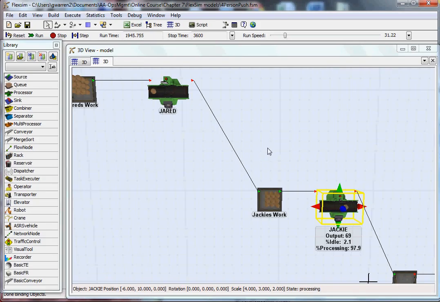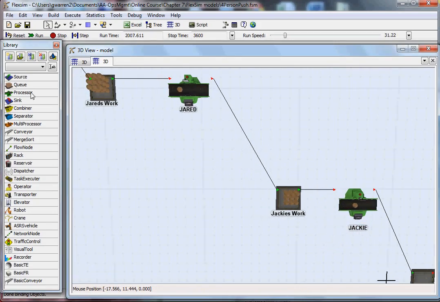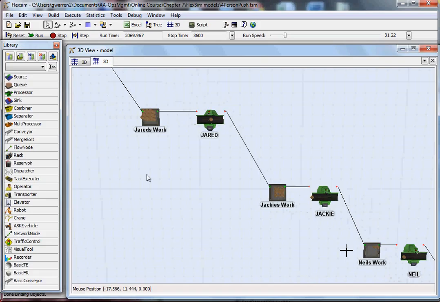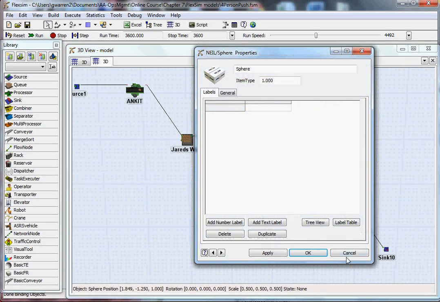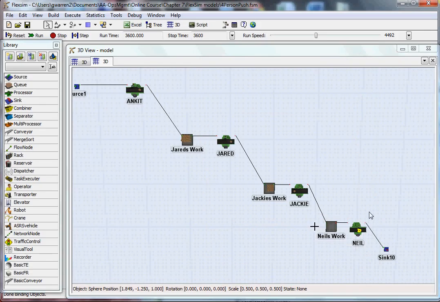Alright, let's zoom out now, and you can see Jared's work is really building up. And what I want to do now is I'm going to really crank up the run speed so that we can finish the 3600 seconds. We now have done that, and we can observe what the throughput of the line is by going to Neil's station. Excuse me, let's take a look at this again.